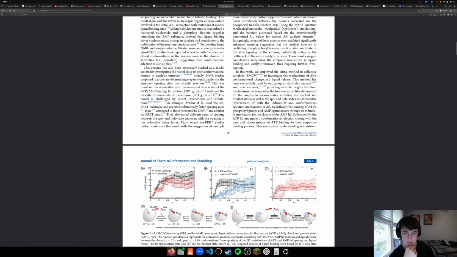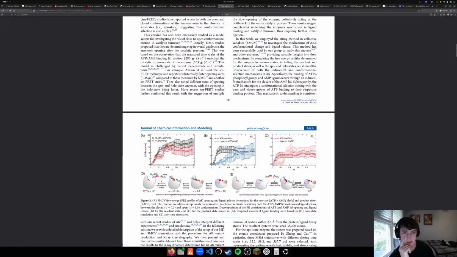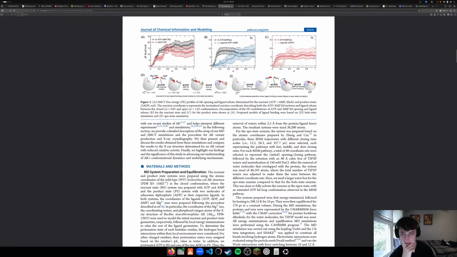We employ the string method and collective variables to investigate the mechanism of AK's conformational change. This method has been successfully used by our group to study this enzyme and other enzymes, providing valuable insights into the mechanism. By comparing the free energy profiles determined for the enzyme in various states, including the reactant, products, as well as APO, we showed the involvement of both the induced fit and conformational selection mechanisms. Specifically, the binding of ATP's phosphoryl groups leads to the closure of the lid. This is equivalently the ATP that undergoes conformational selection. This mechanistic understanding is consistent with our recent studies. Cool. All right, so this would probably be the next figure I show.